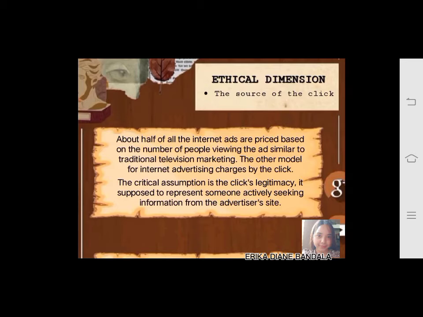So, we all know that many businesses are now advertising their products not only by television but also through websites. So if someone views an ad and then chooses to click the ad through to the advertiser, the advertiser pays a fee. But there is a critical assumption, which is the click legitimacy, or the click fraud.